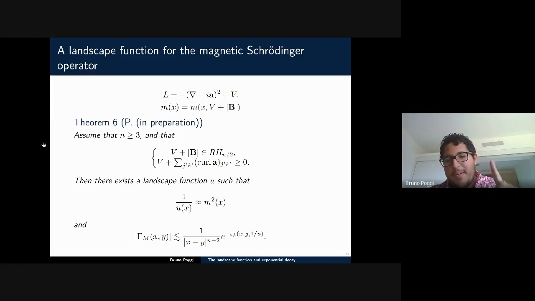The magnetic Schrödinger operator, as a remark, does not really make sense in dimension 1 because of the gauge invariance. You can always gauge it out, and then it just becomes the usual Schrödinger operator.